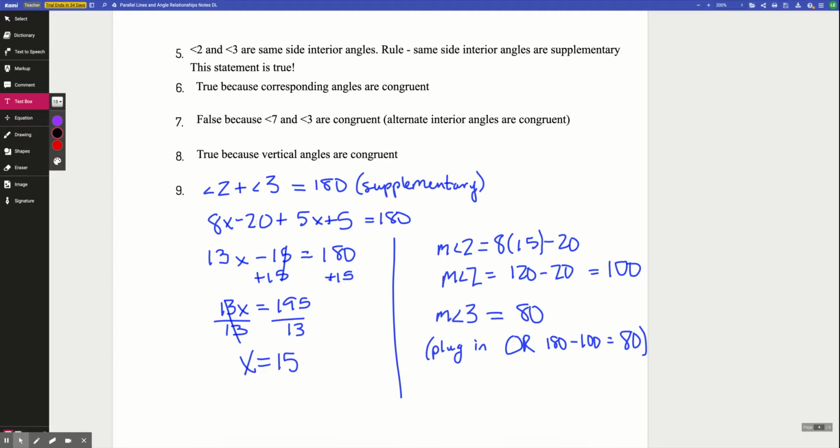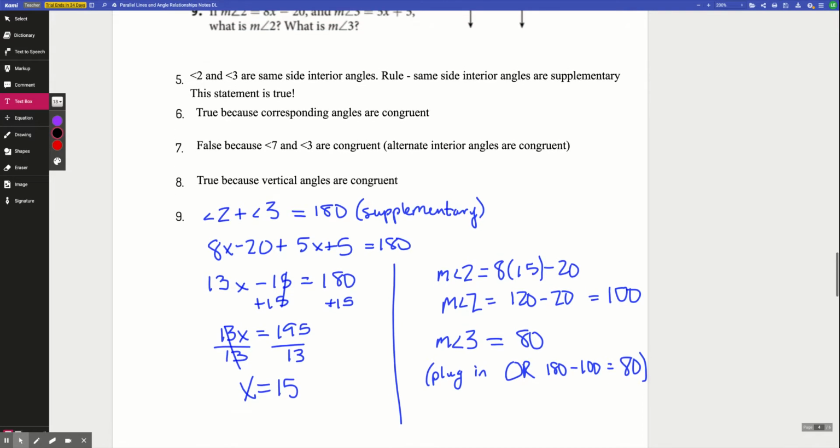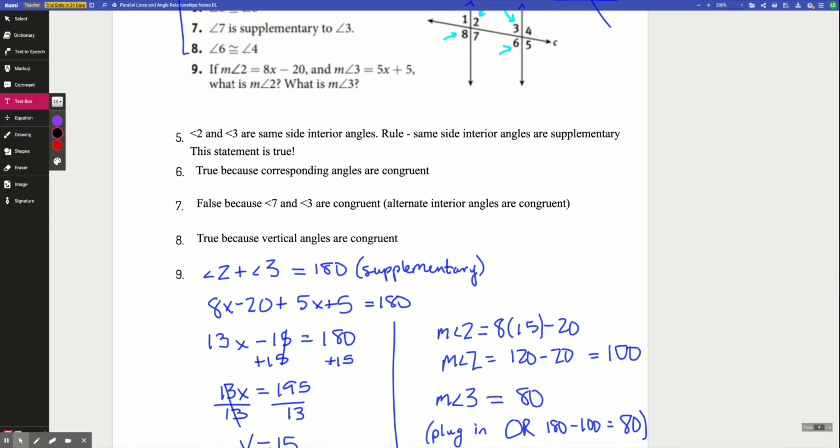So angle 2 was 8x minus 20. So angle 2, 8x minus 20 plus angle 3, 5x plus 5 equals 180, right? I combined my like terms and got 13x minus 15 equals 180. I added 15 to both sides and divided by 13 to get x by itself, and I got x equals 15, right?